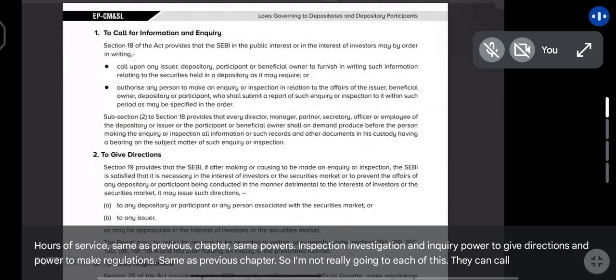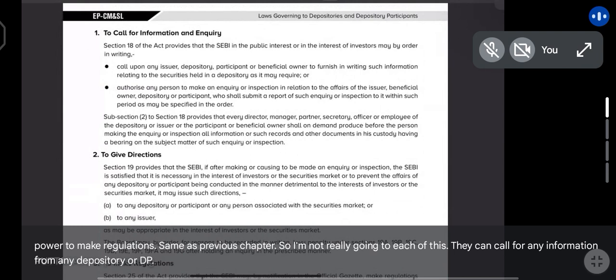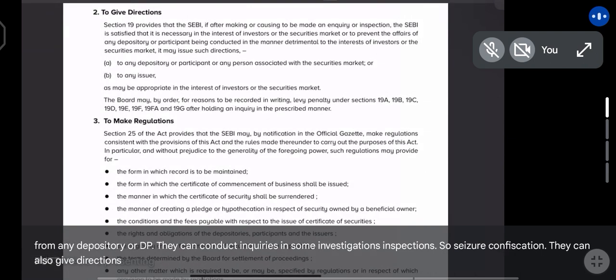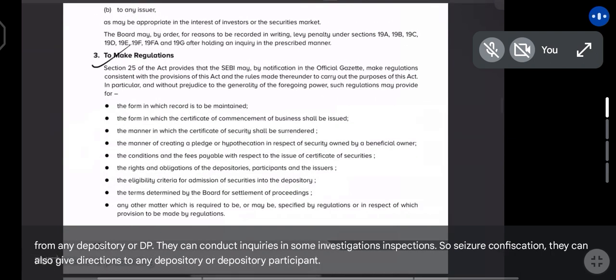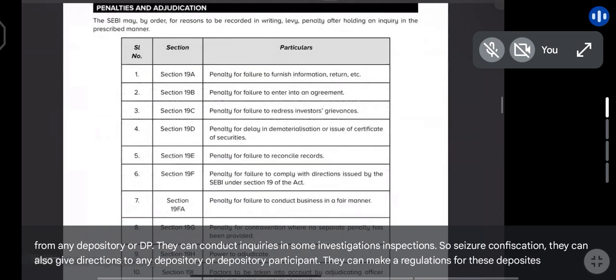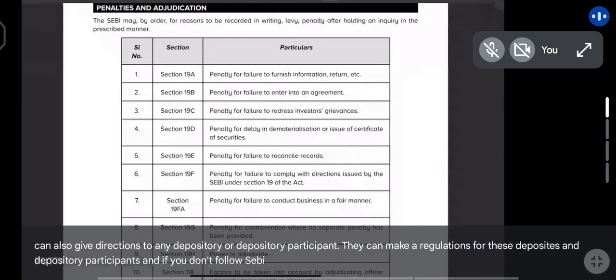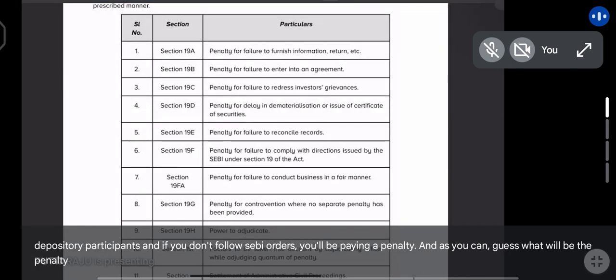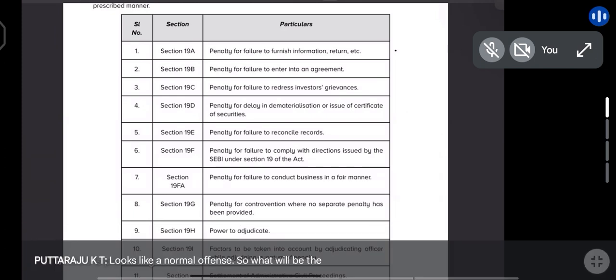They can call for any information from any depository or DP. They can conduct inquiries, investigations, inspections, search, seizure, confiscation. They can also give directions to any depository or depository participant. They can make regulations for these depositories and depository participants. And if you don't follow SEBI orders, you'll be paying a penalty. And as you can guess, what will be the minimum penalty here? Does it look like a serious offense or normal offense? It looks like a normal offense. So what will be the penalty here?